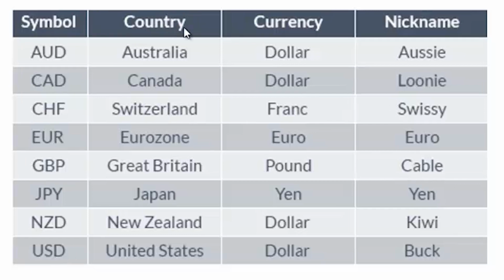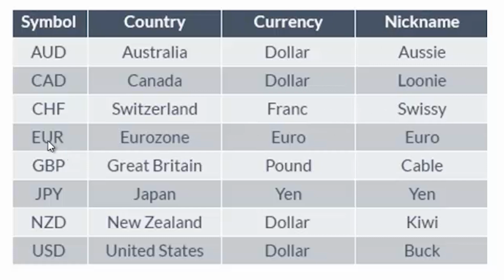The symbol, the country, and the currency, and also the nickname. So Australia, which is AUD, the symbol. Australia is the country. Currency is dollar, while the nickname is Aussie. We also have CAD, Canada. The country is Canada, the currency is dollar, while the nickname is Loonie. We also have CHF, which is Switzerland. Their currency name is franc. Then we have the nickname, which is Swissie.